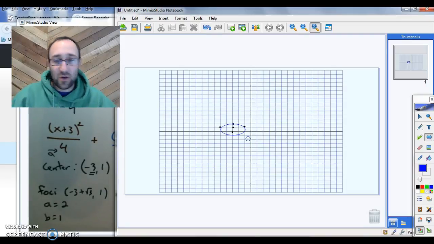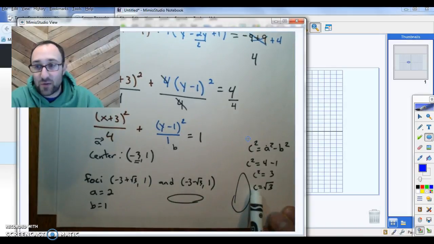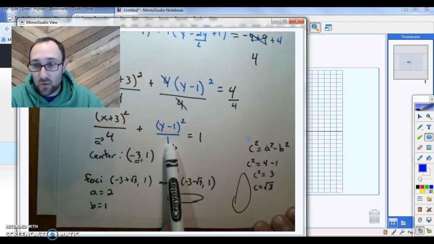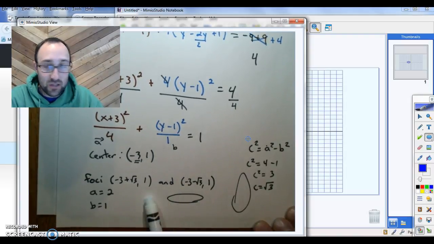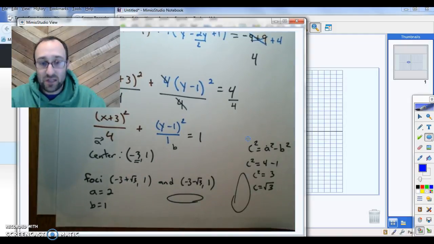Alright, so once you know what A, B, and C are, it really helps. Do we even need to really find C when you're graphing it? No, you need to know what A is, square root of 4. You know what B is, square root of 1. You know which orientation it is. And then all you have to do is just count from the center. Okay? Really, really easy. There you go.